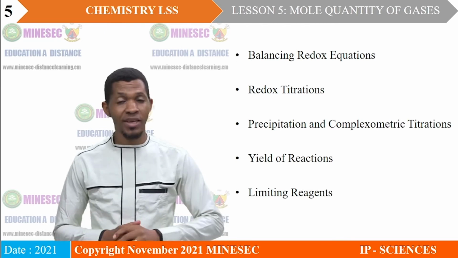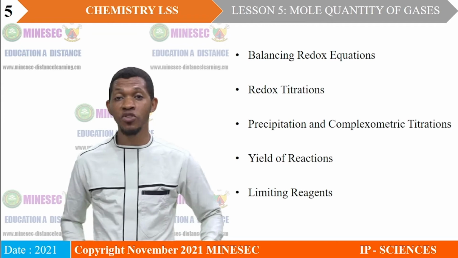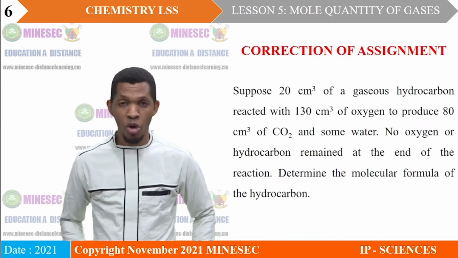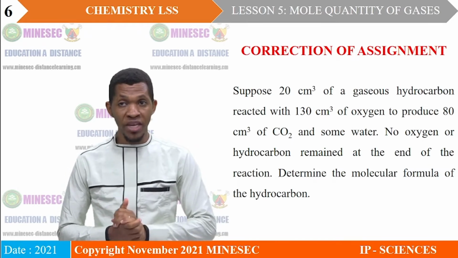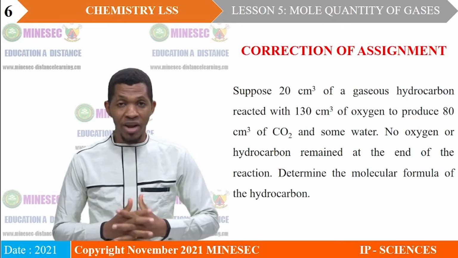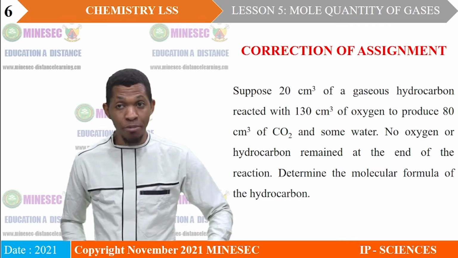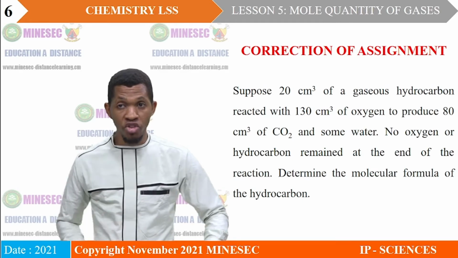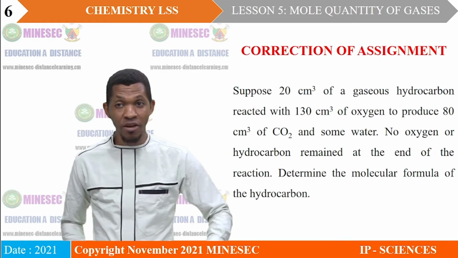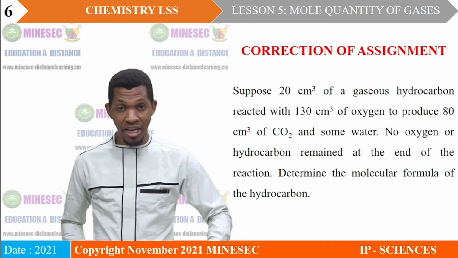Before starting today's lesson, let us correct the assignment we had at the end of our previous lesson. Correction of assignment. Suppose 20 cm3 of a gaseous hydrocarbon reacted with 130 cm3 of oxygen to produce 80 cm3 of carbon dioxide and some water. No oxygen or hydrocarbon remained at the end of the reaction. Determine the molecular formula of the hydrocarbon.